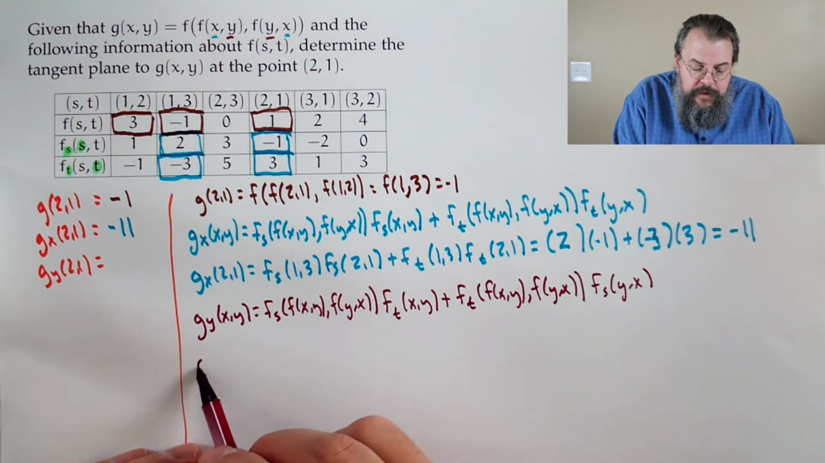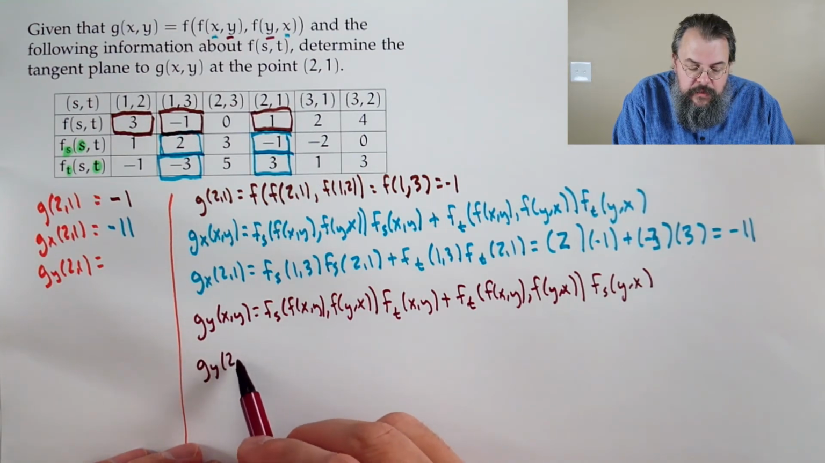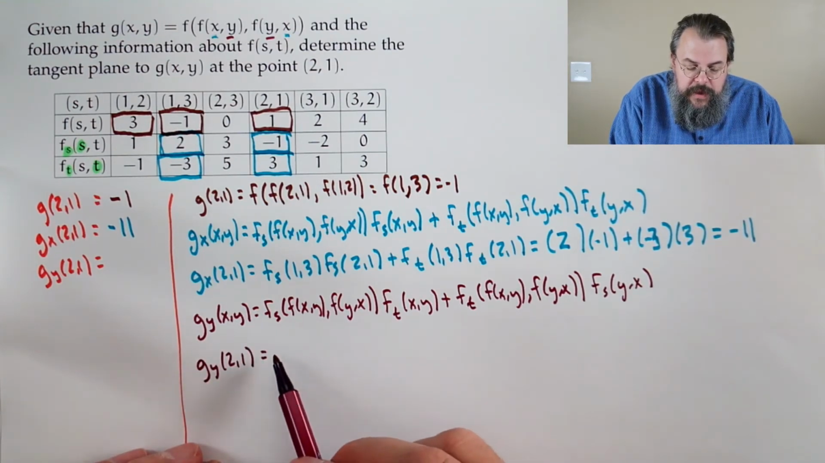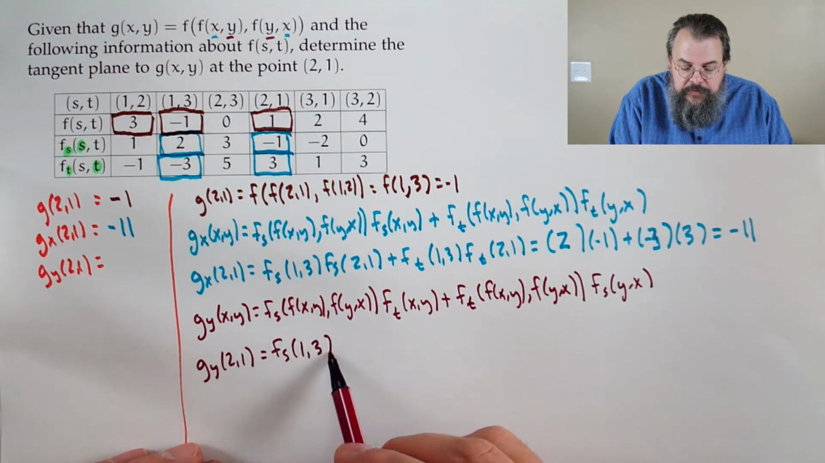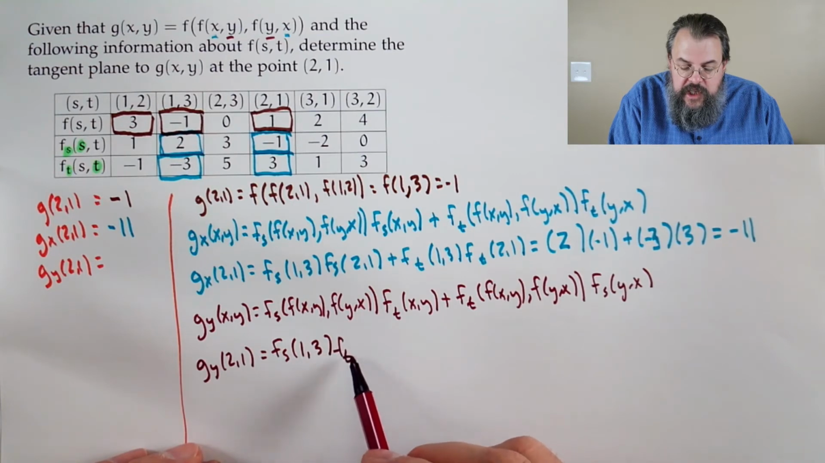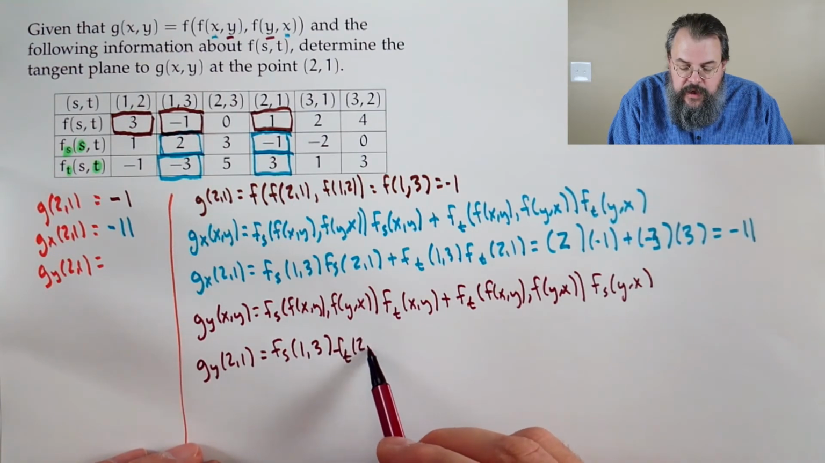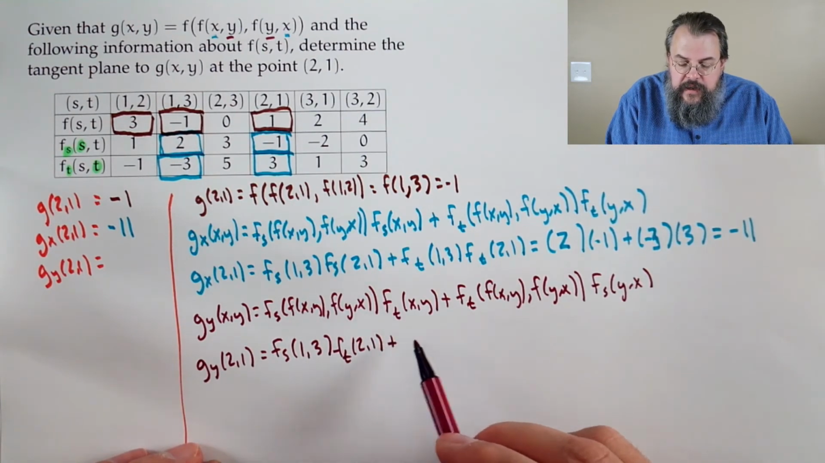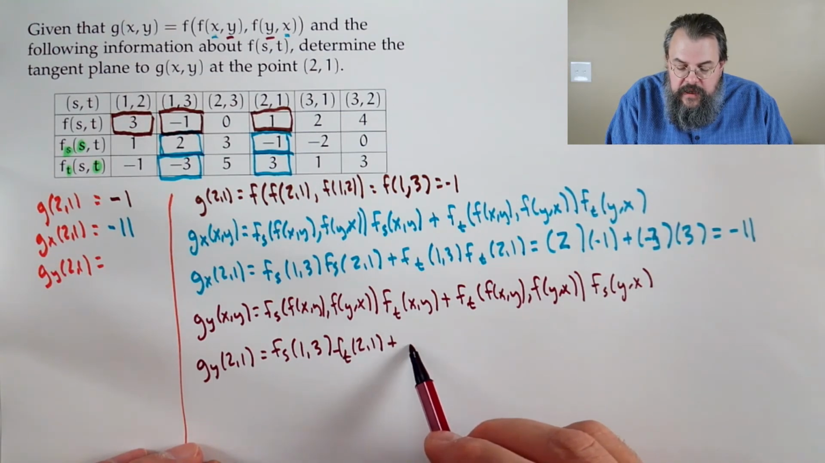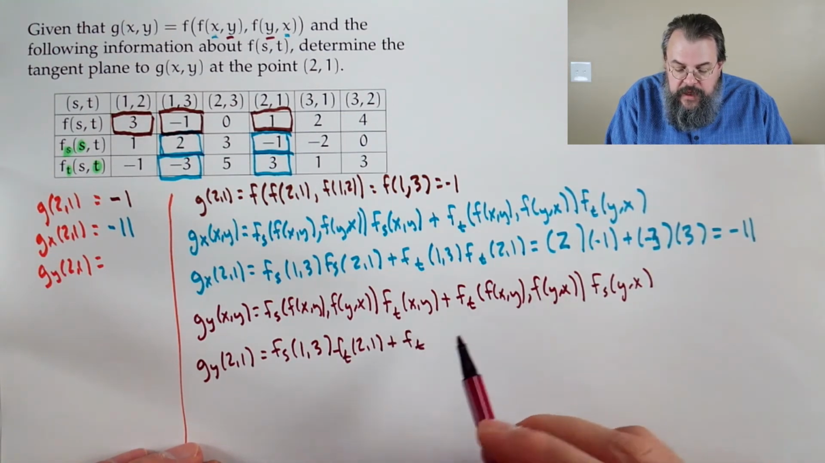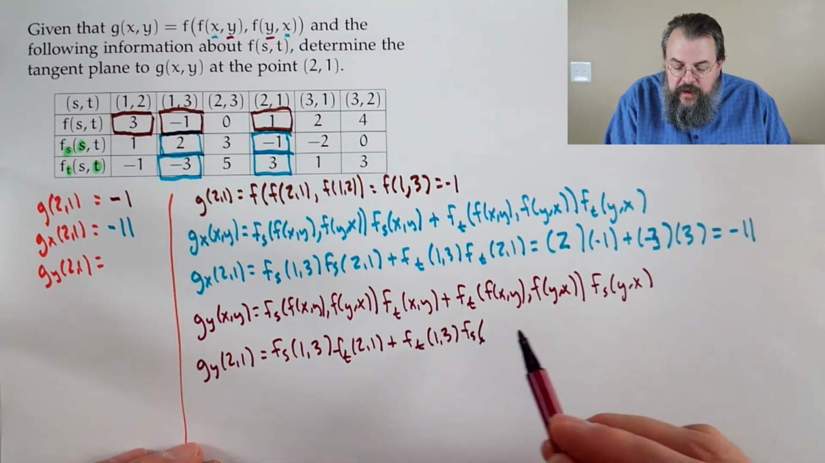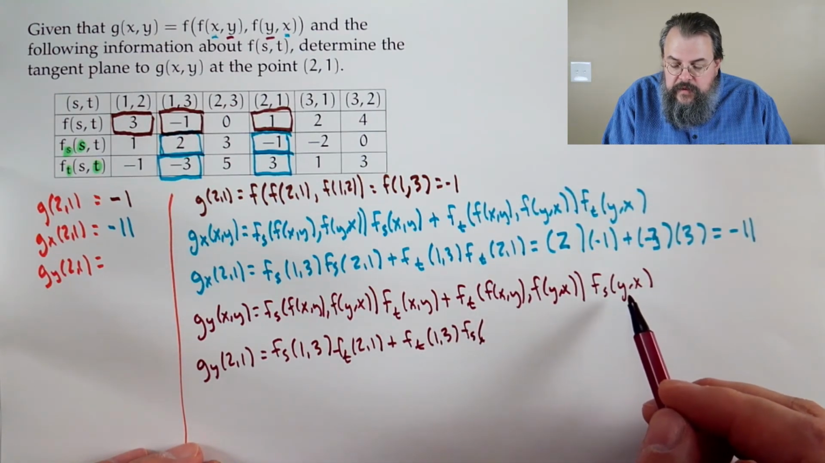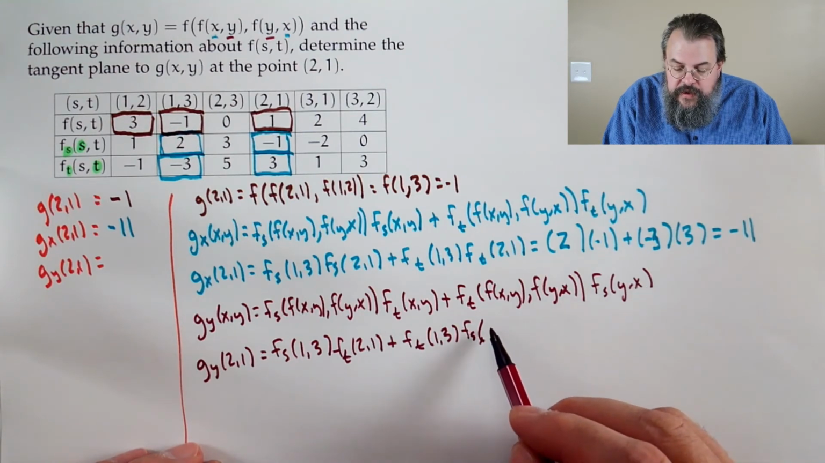Okay, so we're ready to plug in (2, 1). So what do we have? Well, it's f sub s still at (1, 3) times f sub t at (2, 1). And then f sub t, again, (1, 3), f sub s at, here it's going to be (1, 2).